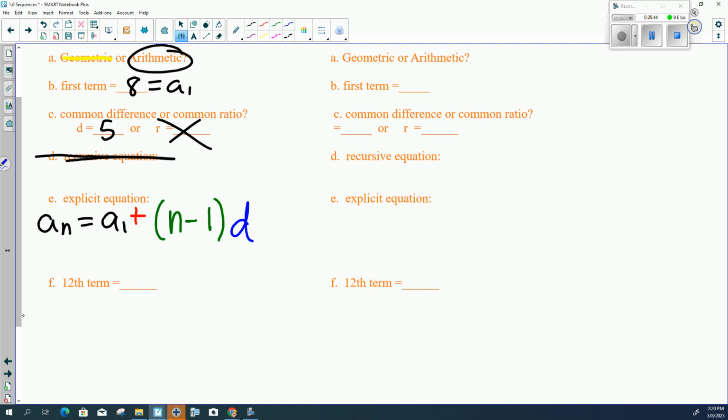You do multiply it by D, yes. Okay, so let's plug these in. We are to Tate. What do I put instead of the A sub 1 for this sequence? For my A sub 1, what is my first term? And then please put the plus sign. You are going to get all the wrong answers if you don't. And then everyone puts n minus 1. And what's my common difference? 5.